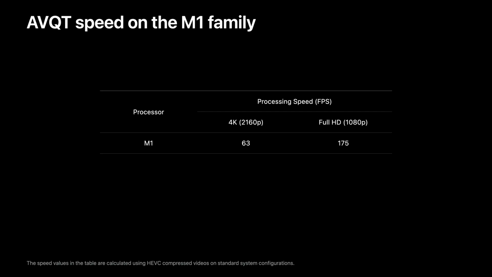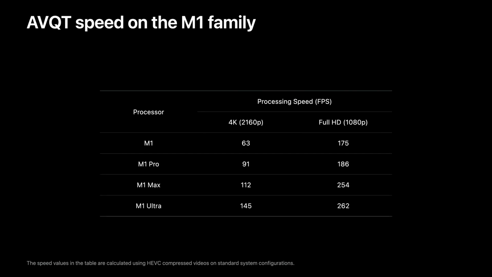In the WWDC 2021 video where AVQT was announced, we presented the impressive processing speeds it achieves on M1 Max. Since then, Apple processors got more capable and AVQT got faster. Here are the processing speeds on the new family of M1 processors. On M1 Ultra, AVQT evaluates a 2-hour HEVC compressed 4K movie in 20 minutes. This is 6 times faster than real time. For a full HD movie with a similar duration, AVQT processes the video in less than 11 minutes. This is more than 10 times faster than real time. You can now evaluate more videos in the same amount of time.